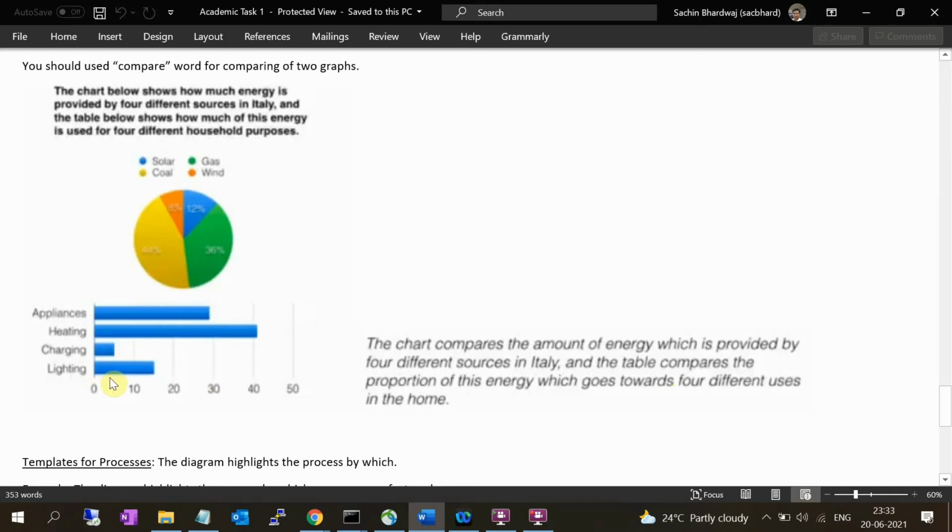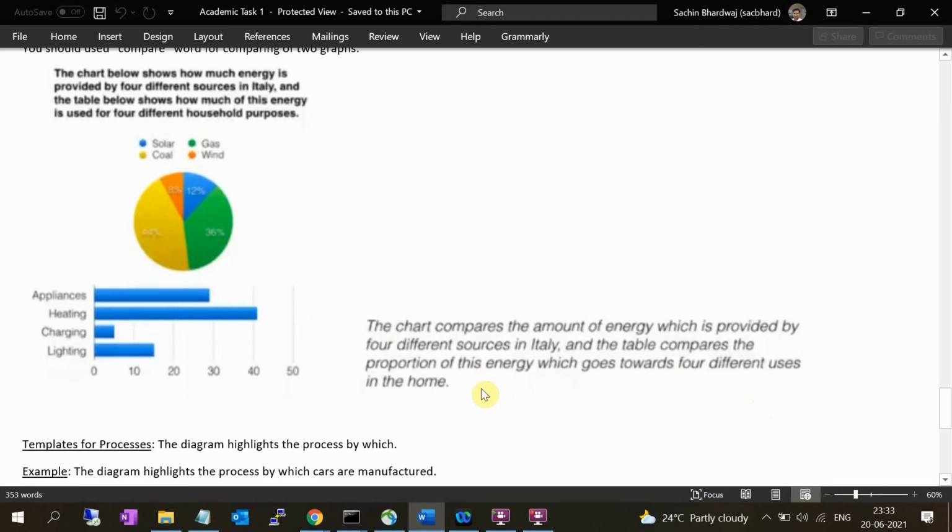Here it was written "4 different household purposes." We have changed it to "4 different uses in the home." That's how you have to write it, but make sure you use the word compare, so that we can see how it's being compared here. Okay, so this was our second one.